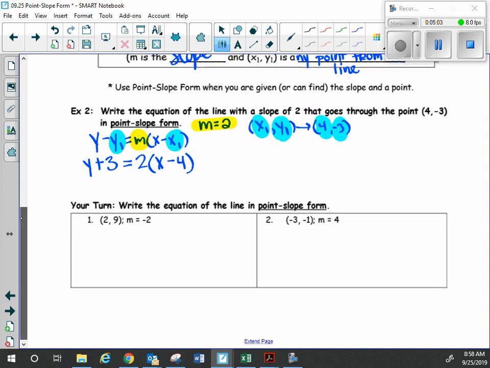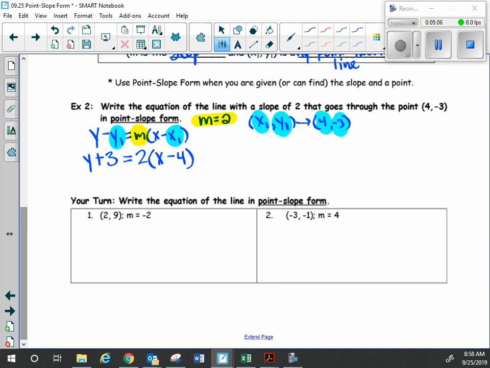Okay, so try that. Try plugging the points in. They give you the slope, they give you the points. So take about 3 minutes or so. Do 1 and 2 for me. All right. Number 1. Y minus 9 equals negative 2 times x minus 2. Very good. Number 2. Y plus 1 equals 4 times x plus 3.